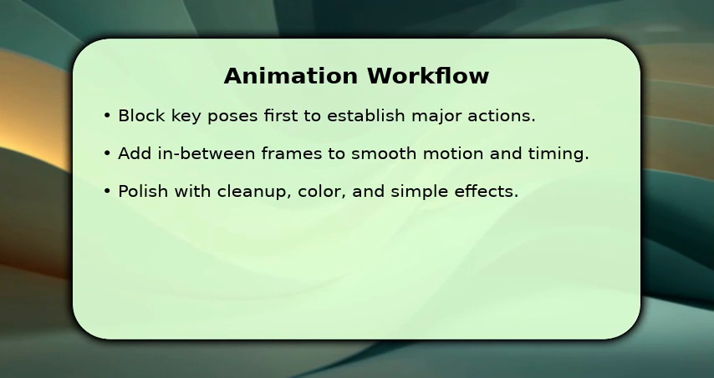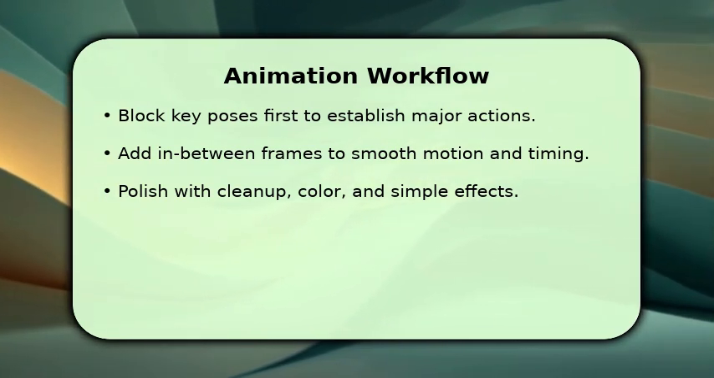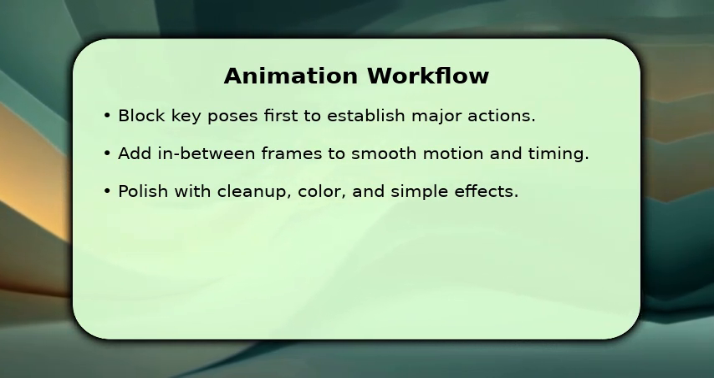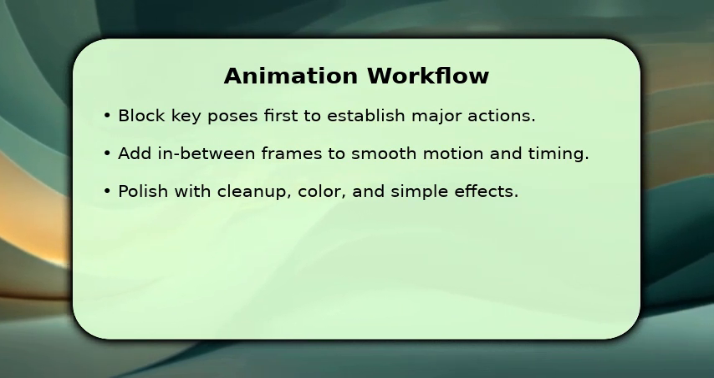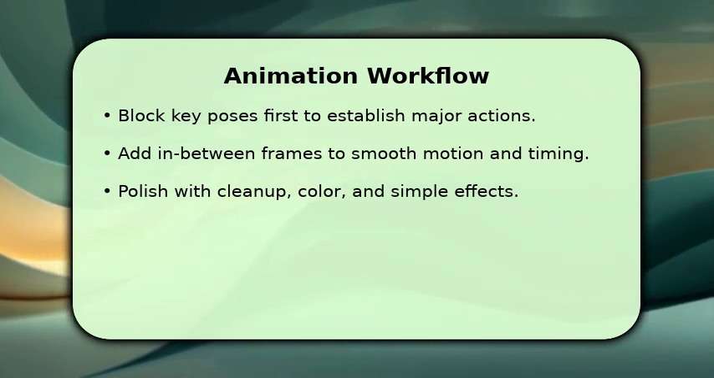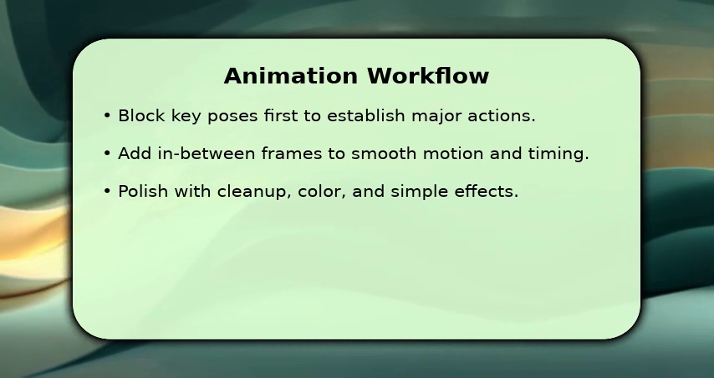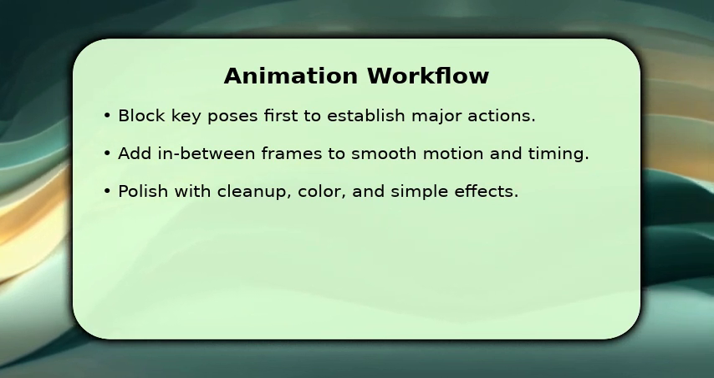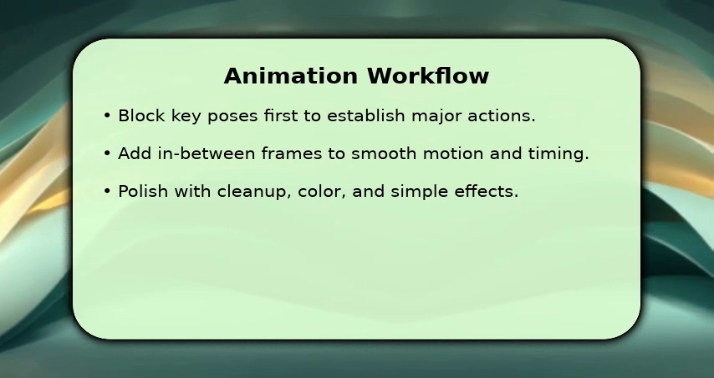Block out keyframes to lock in timing and storytelling before you commit to cleanup. Next, add in-betweens to create fluid motion, adjusting spacing and timing for comedic beats or dramatic pauses. Once motion reads well, refine line art and apply a limited palette, shadows, and subtle effects like smears or motion blurs. Export test renders to check playback and fix any timing issues. This workflow keeps you efficient and improves final quality steadily.